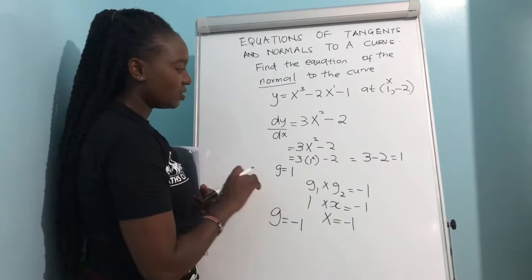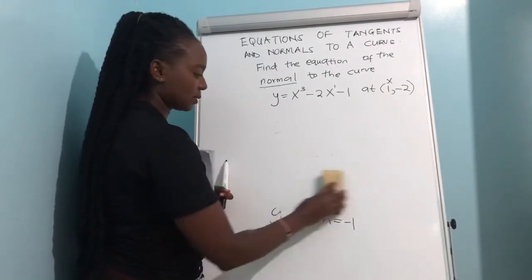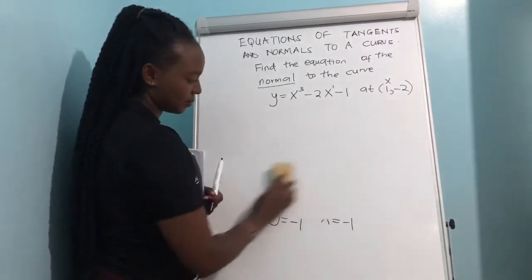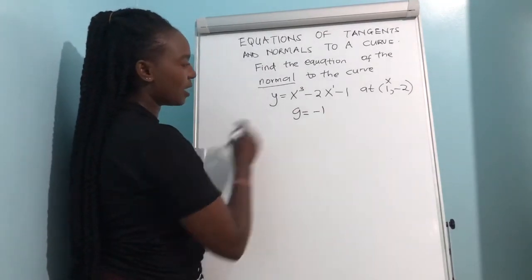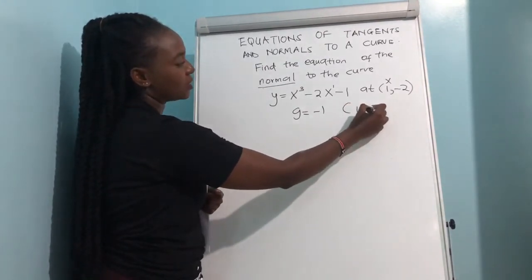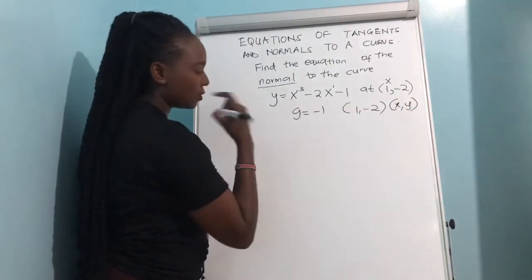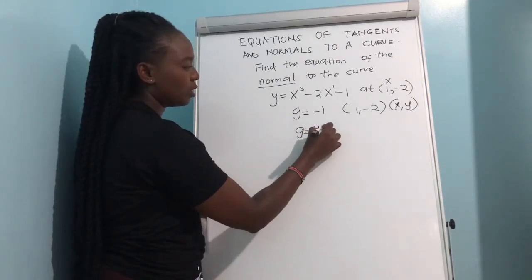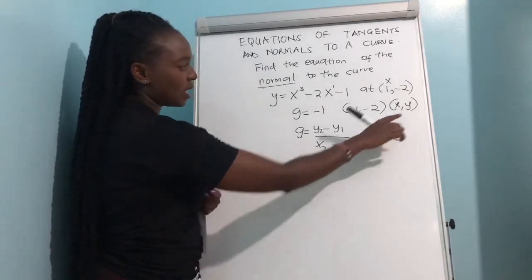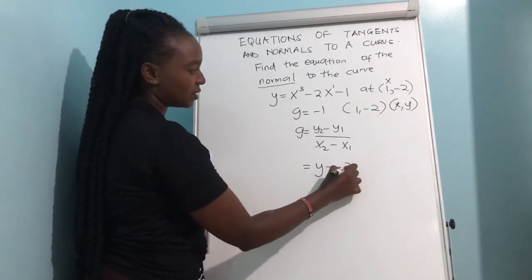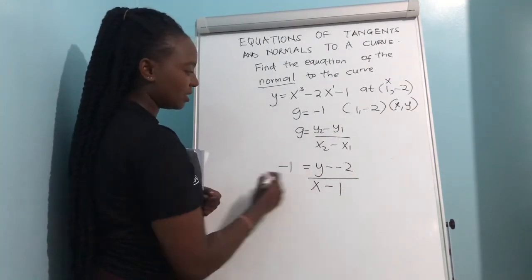So we know our gradient for the normal is negative 1. Once you have the gradient, you come back here. We have the point (1, -2), and you can assume another point (x, y). So gradient equals y2 minus y1 over x2 minus x1. So this becomes y minus negative 2, over x minus 1, equals negative 1.